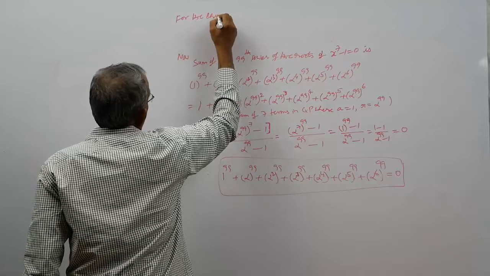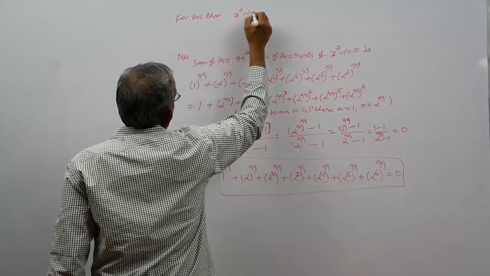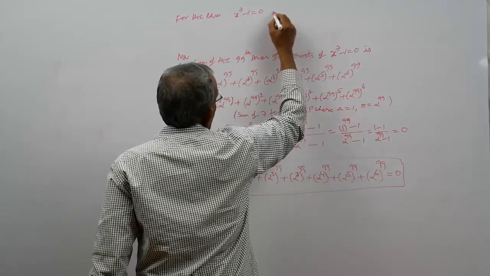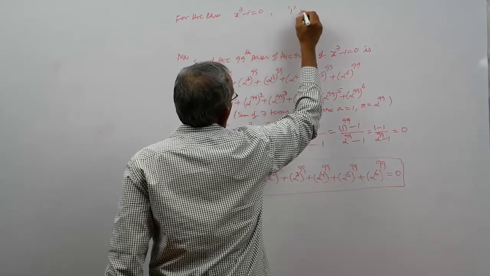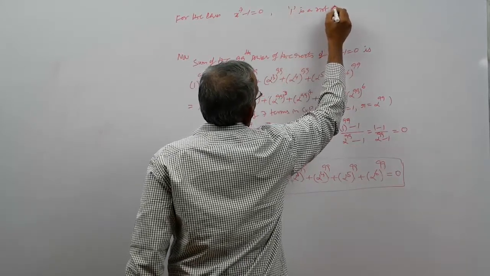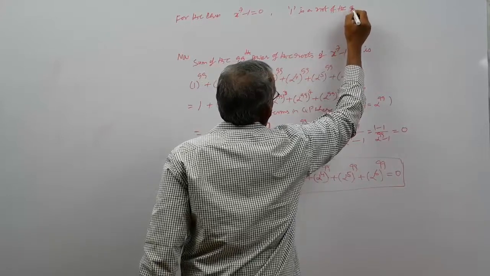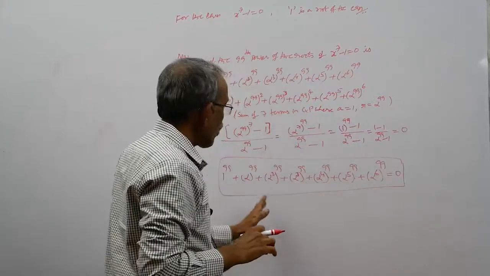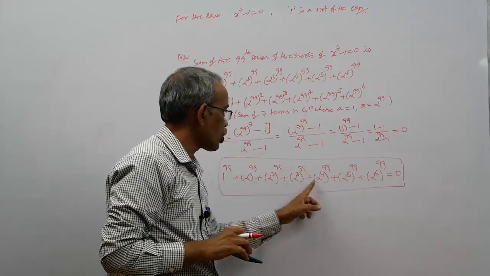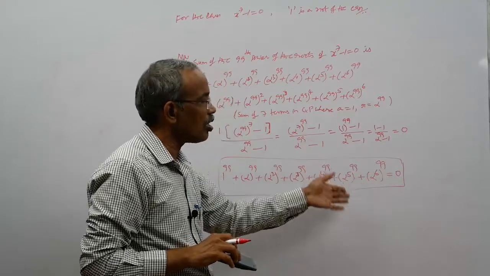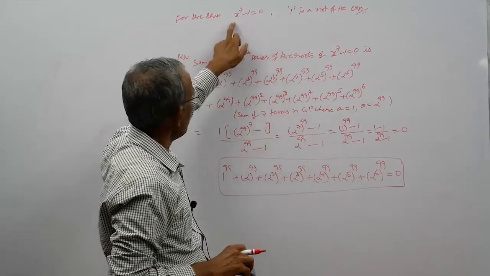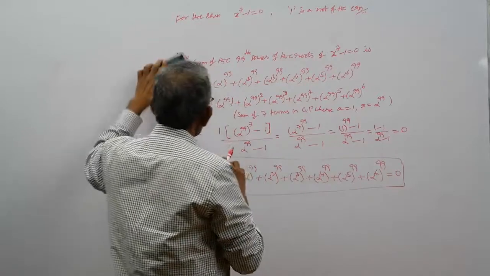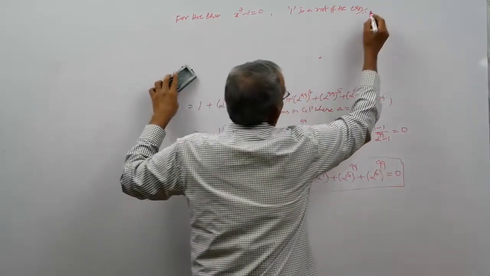For the equation x to the power of 7 minus 1 equal to 0, one is a root of the equation. We know that 1, alpha, alpha square, alpha cube, alpha power 4, alpha power 5, alpha power 6, these are all the roots of this equation అని చెప్పుకున్నాం. కాబట్టి for the equation x power 7 minus 1 equal to 0, 1 is a root of the equation, so x is equal to 1.